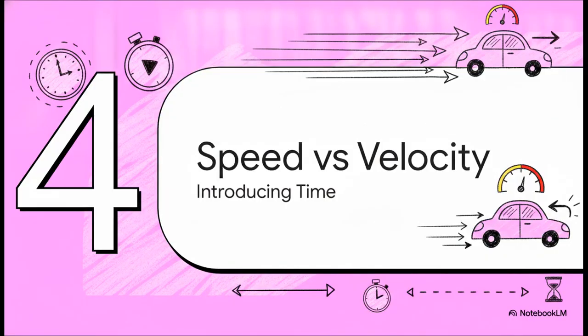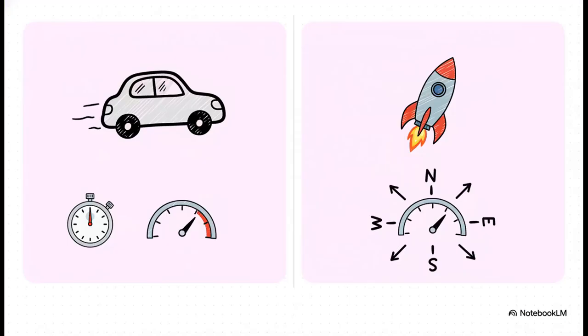Section 4. Speed versus velocity. Introducing time. So just like distance and displacement, speed and velocity are paired concepts. Average speed is simply your total distance divided by your total time. Say a car travels 120 meters in 10 seconds. Its average speed is 12 meters per second. Now, average velocity is your displacement divided by time.